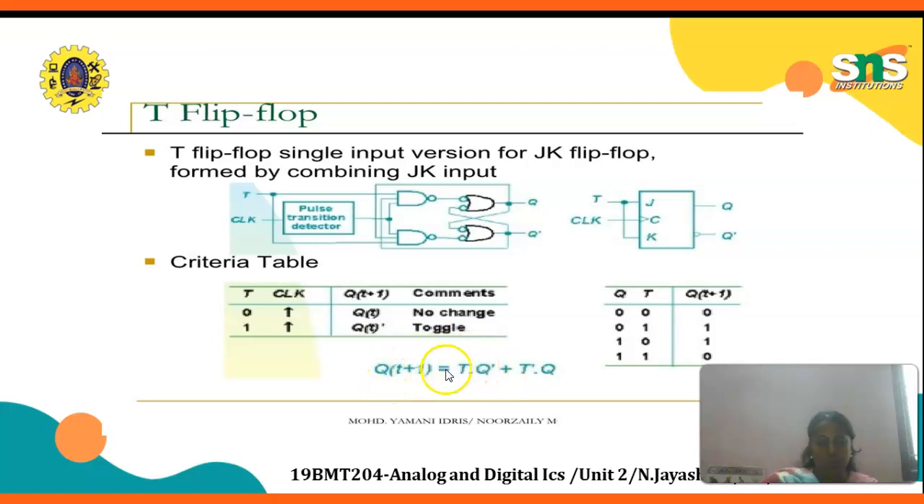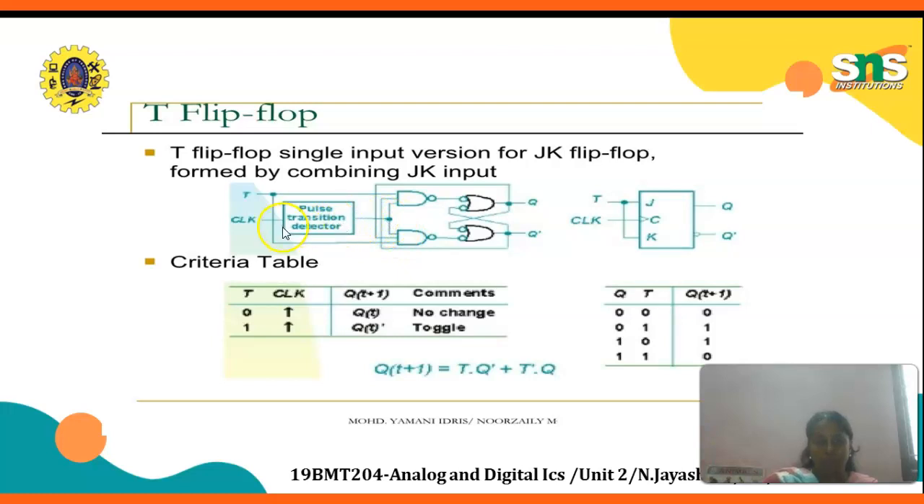The characteristic equation: Q of t plus 1 is equal to T Q bar plus T bar Q. This is the toggle flip-flop. I will repeat the toggle flip-flop again. Let us summarize today's topic. T flip-flop is a single input version of the JK flip-flop, formed by combining the J and K inputs. So T flip-flop is nothing but the toggle flip-flop. We connect the J and K inputs together to form it.